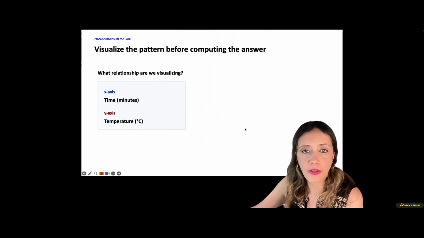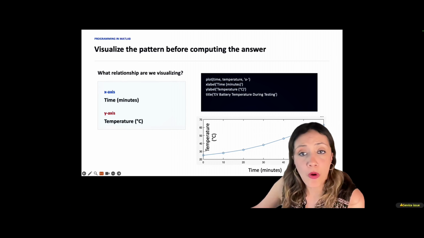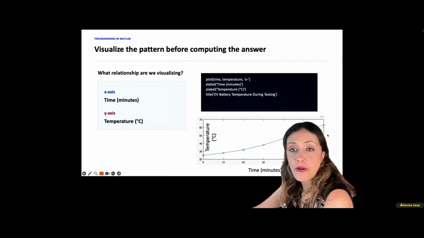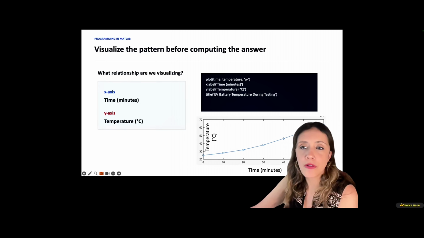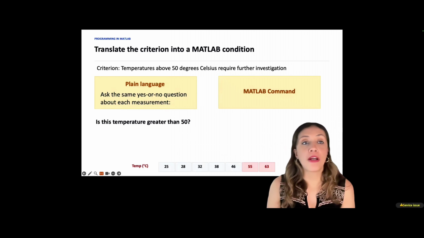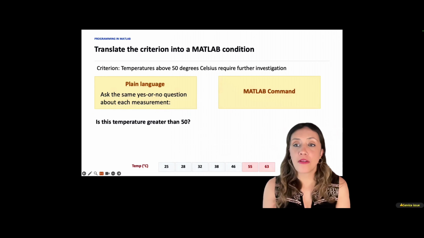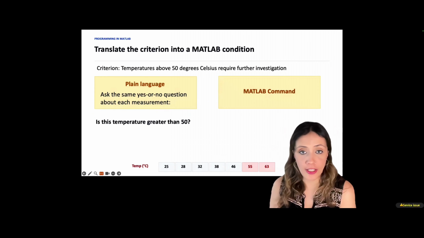All right, so here is some code to create the graph on your own and add some labels, just to make it more readable. And now let's remember our criteria. Temperatures above 50 degrees Celsius require further investigation.